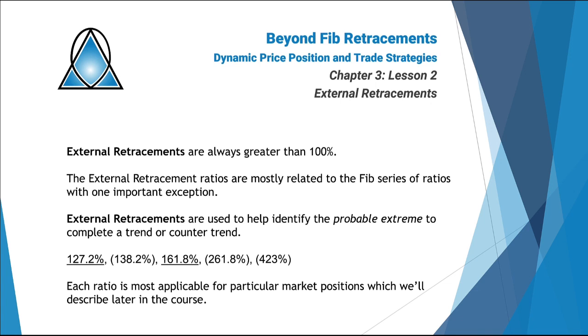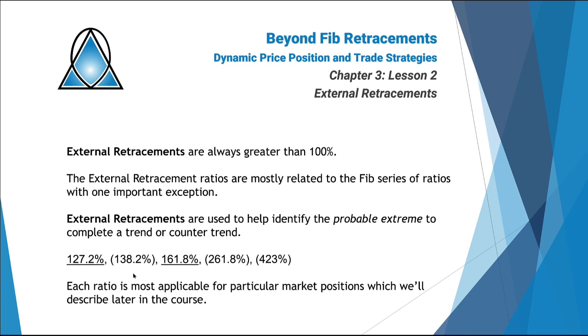So most of the external retracements are also related to the Fibonacci series of ratios, with one important exception. And external retracements are used to help identify the probable extreme to complete a trend or a counter trend. And this is very important. It's not just another support resistance level. It's used in specific situations to help identify the end or the extreme of a trend or a counter trend, as you'll learn.